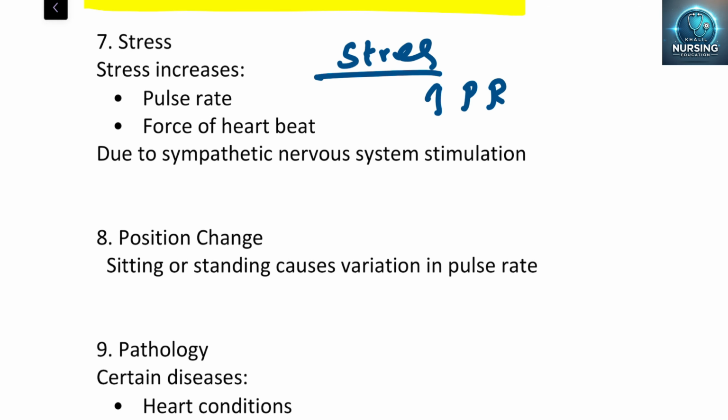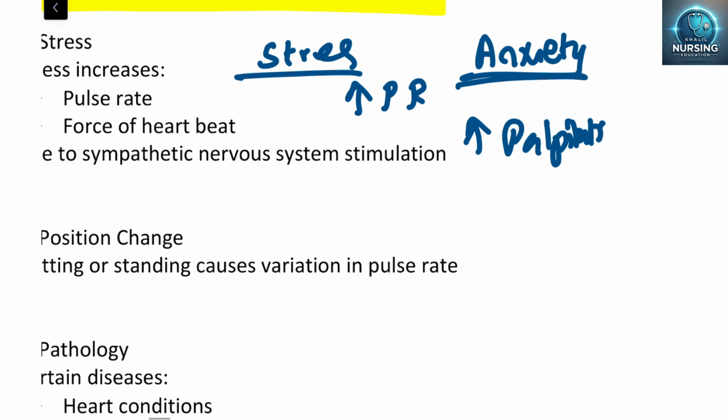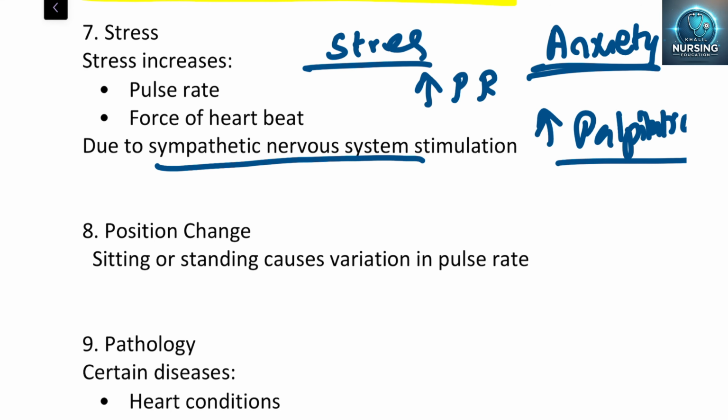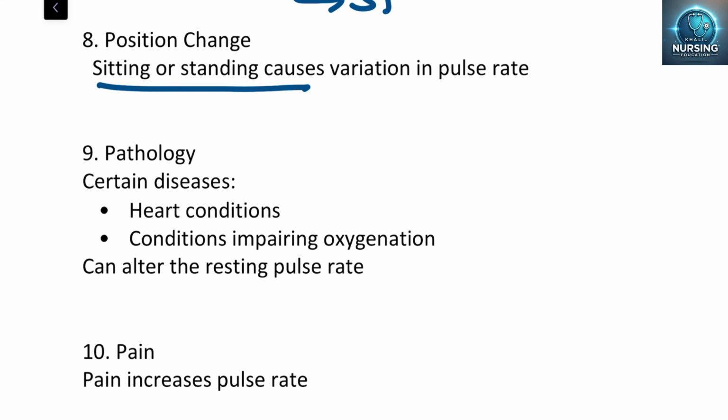will be very high. Sometimes they may get so much anxiety, and that time they will get palpitation also. What is palpitation? Palpitation means the heart sound can be heard by the patient, due to the sympathetic nervous system stimulation. Why is it happening? Sympathetic stimulation. Clear? Okay, if you change the position regularly, that time also there is a variation in the pulse rate.